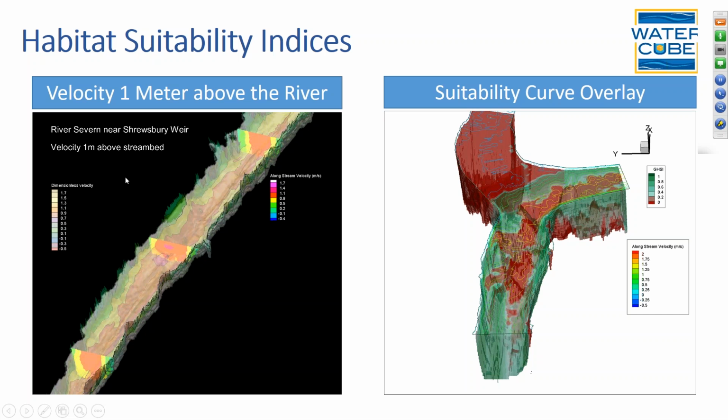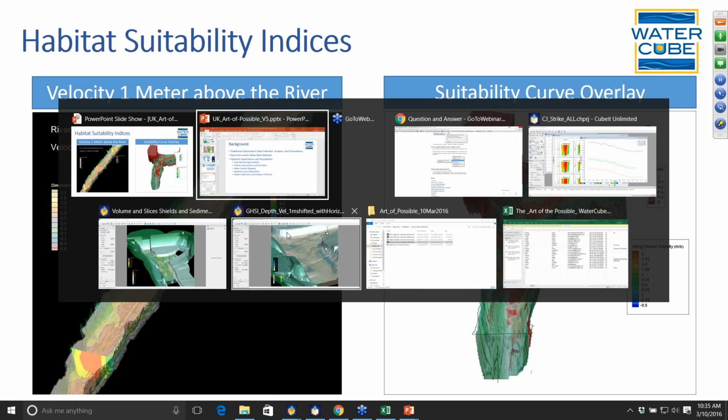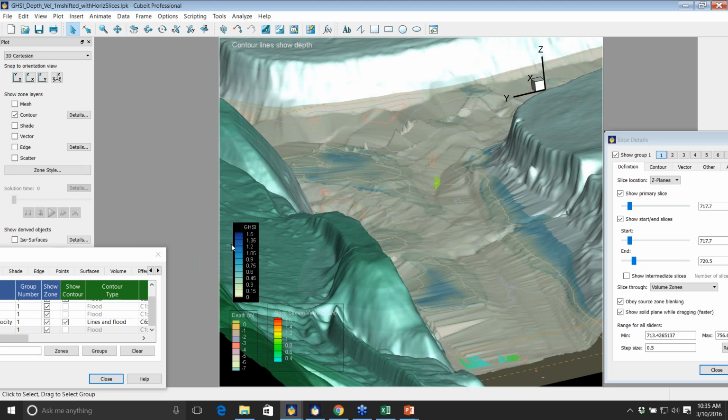So I'm showing on the left here data from the River Severn in England, and in this case it's a dimensionless velocity 1 meter above the bed, as well as the along stream velocities. So I am going to jump here and back to the CJ Strike data.